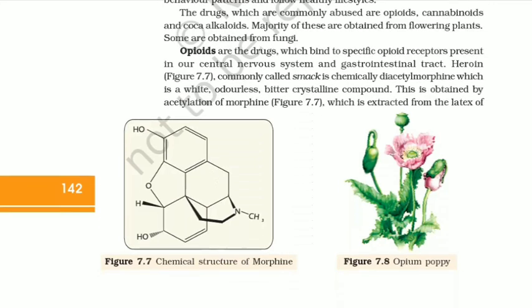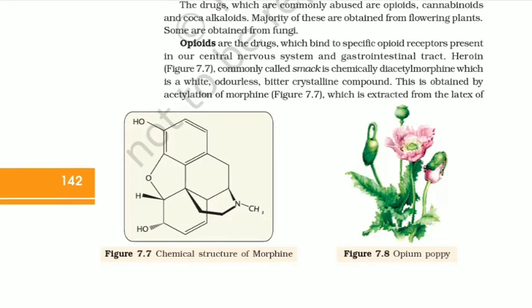The drugs which are commonly abused are opioids, cannabinoids, and coca alkaloids. Majority of these are obtained from flowering plants. Some are obtained from fungi. Opioids are the drugs which bind to specific opioid receptors present in our central nervous system and gastrointestinal tract.